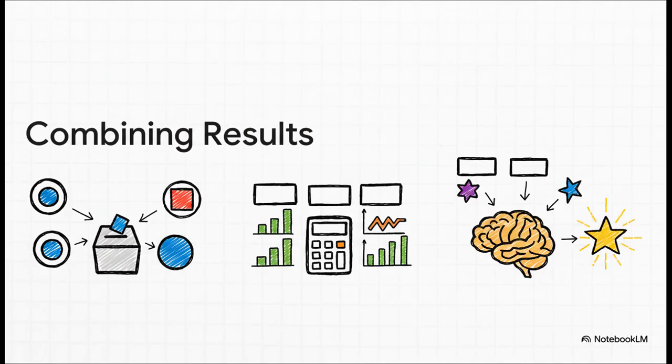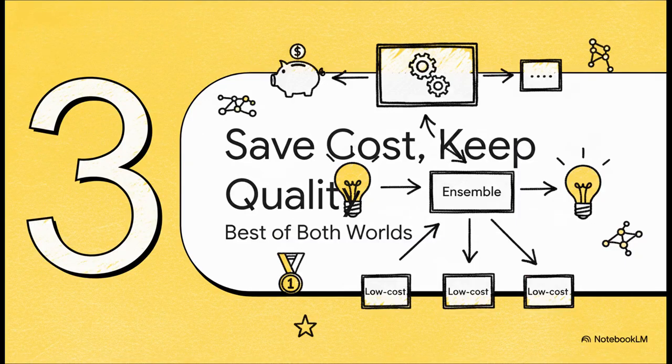So how does this combining actually work? Well, there are a few common ways to do it. You could use voting, where the most common answer wins. This is great for classification stuff. You can average out numerical scores, which is perfect for things like sentiment analysis. Or, for the most advanced setups, you can use what's called a meta model, which is another AI that's trained to know which of your other models to trust the most for certain types of tasks. Pretty cool, right?